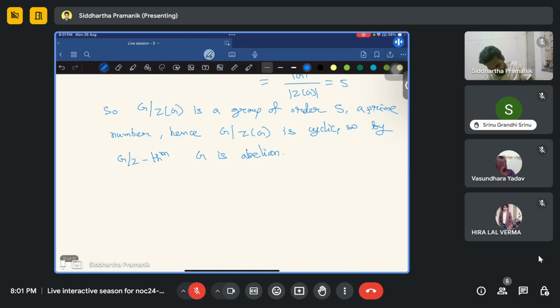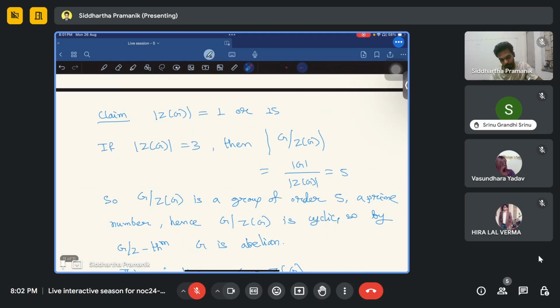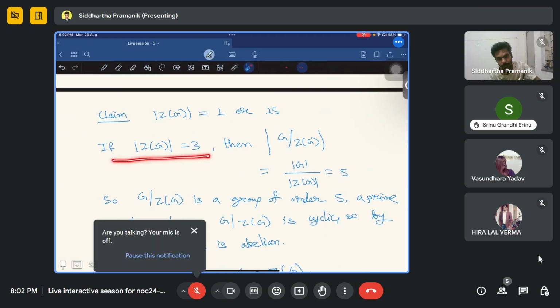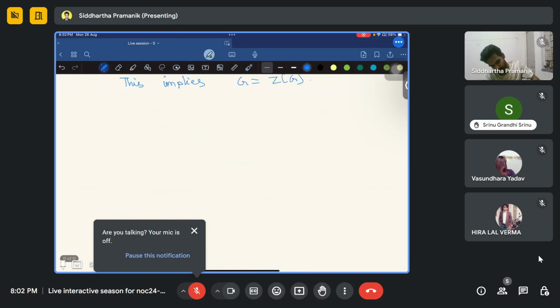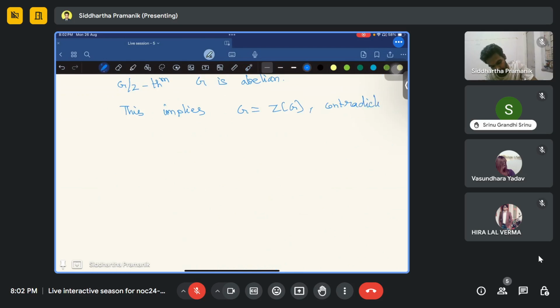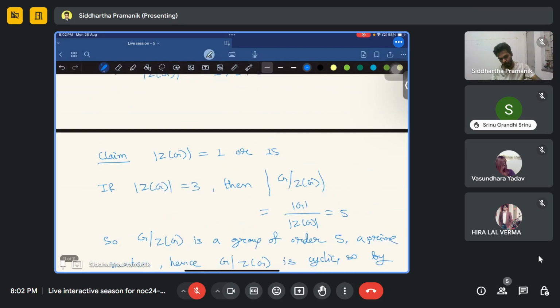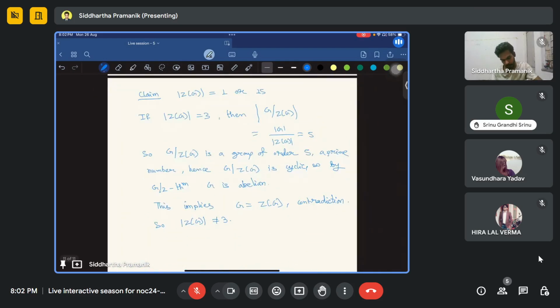But that implies G equals ZG, right? So that will imply the order of ZG is 15, but we started with the order of ZG being 3. So this is not possible. This is a contradiction. So the order of ZG cannot be 3. I hope this is clear for you.